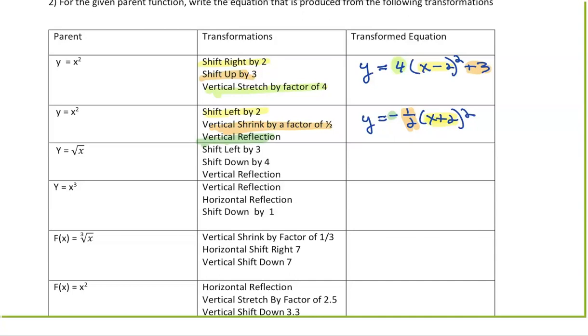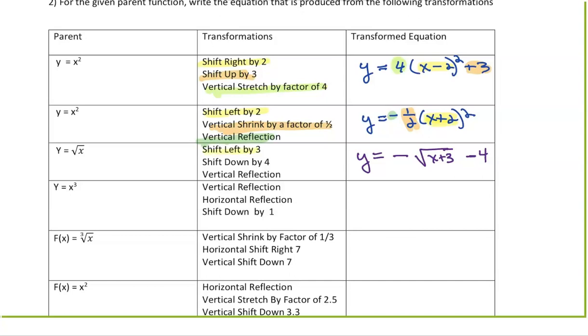All right, next one. The parent function is y equals radical x. So I believe I'm going to do this. Y equals this, and then x plus 3. And then outside, away from the radical, I'm going to say minus 4. So let's figure out where these are all coming from.